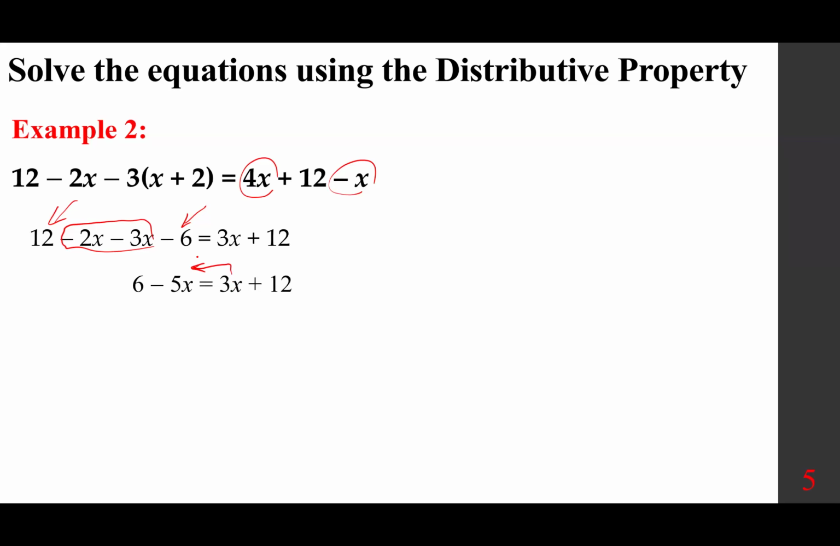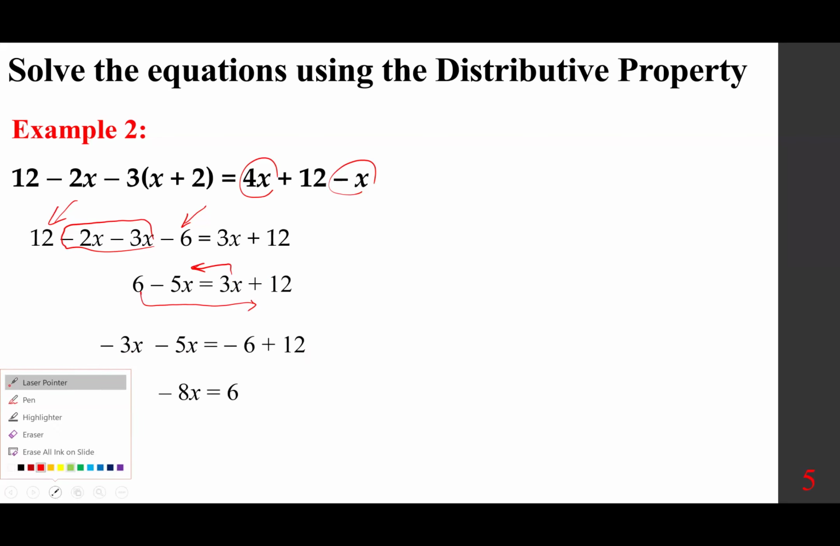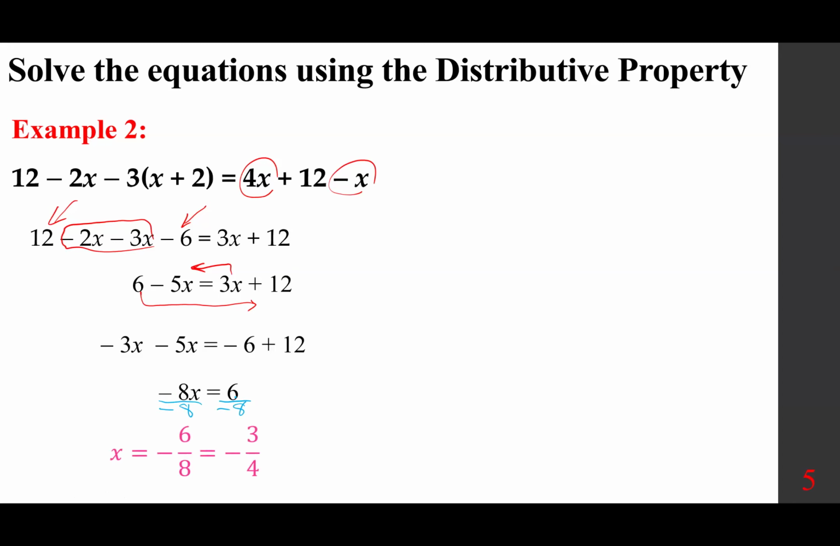We move the 3x to the left, becomes minus 3x. We move the 6 to the right, becomes -6. You can do it in one shot. Combining these two results in -8x, and these two in +6. Now you are going to divide both sides by -8. So -6 over 8 or -3 over 4. That would be the final answer.